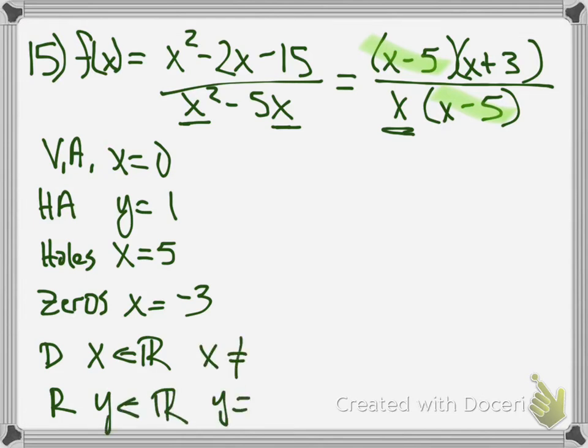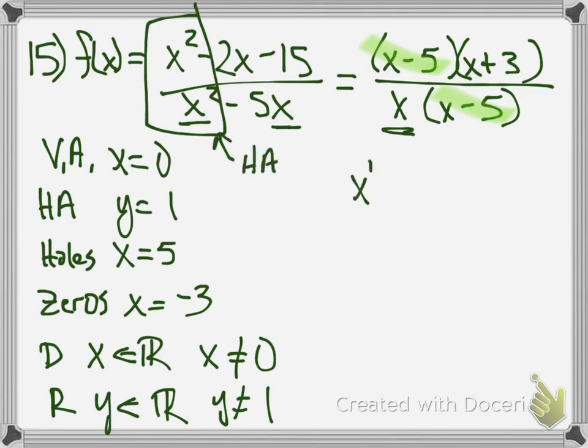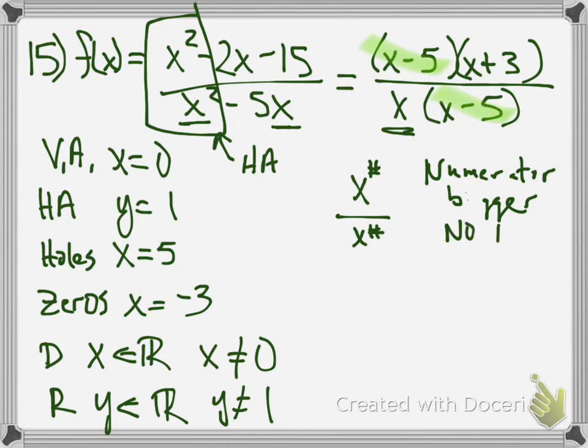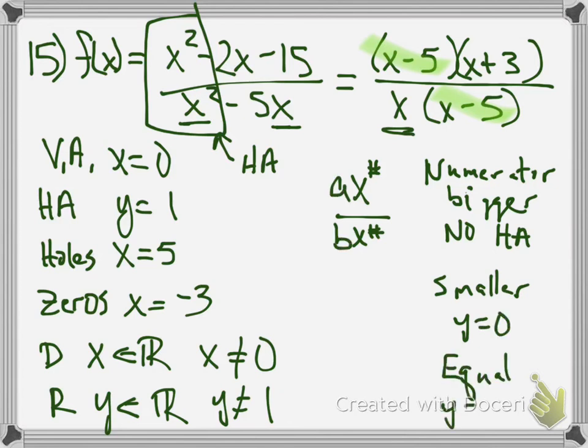So keep in mind, if the degree, the exponent at the beginning, of the numerator is bigger, there is no horizontal asymptote. That means you would put NA. If it's smaller, it's always equal to 0. And if they're equal, you look at the numbers at the beginning, and then you just divide them.